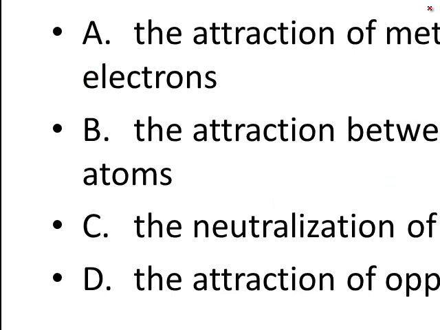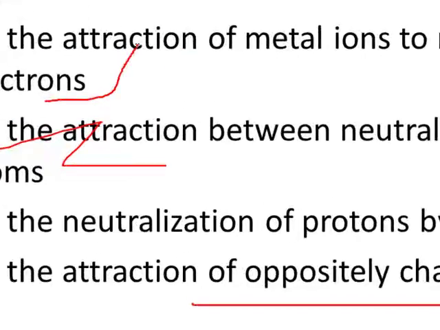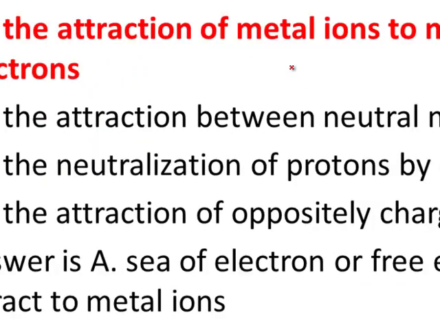What is the basis of a metallic bond? So we can have the attraction of metals to mobile electrons, attraction between neutral metal atoms. That's not it. The neutralization of protons by electrons, which really doesn't have anything to do with just metals. Or the attraction of opposite charges, and that's once again the formula for ionic compounds. So the only right answer for the electron sea model is the attraction of metal ions to mobile electrons. Mobile electrons have a negative charge, and metal ions, cations, have a positive charge. So there's going to be attraction from a metal ion to all the electrons that are floating around in that metal. So that's the right answer.